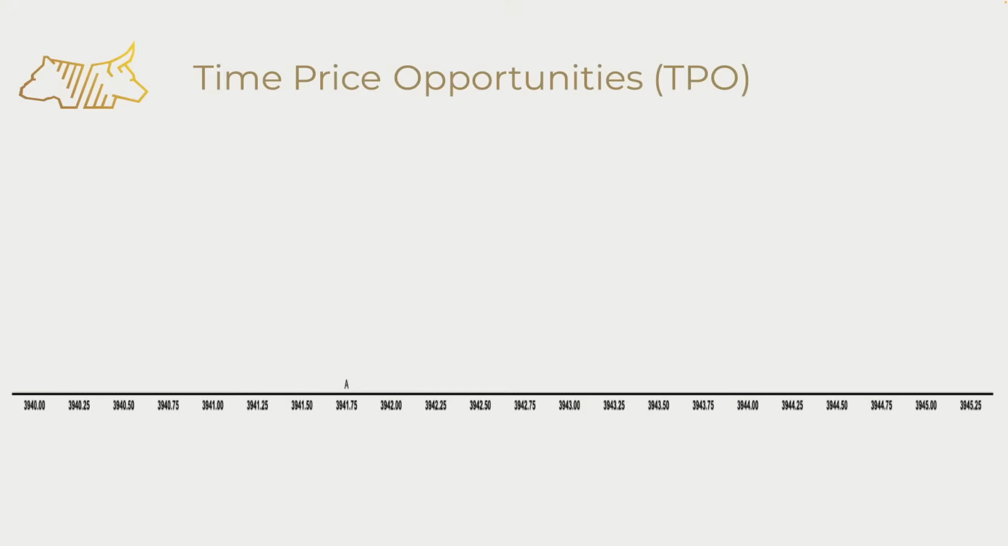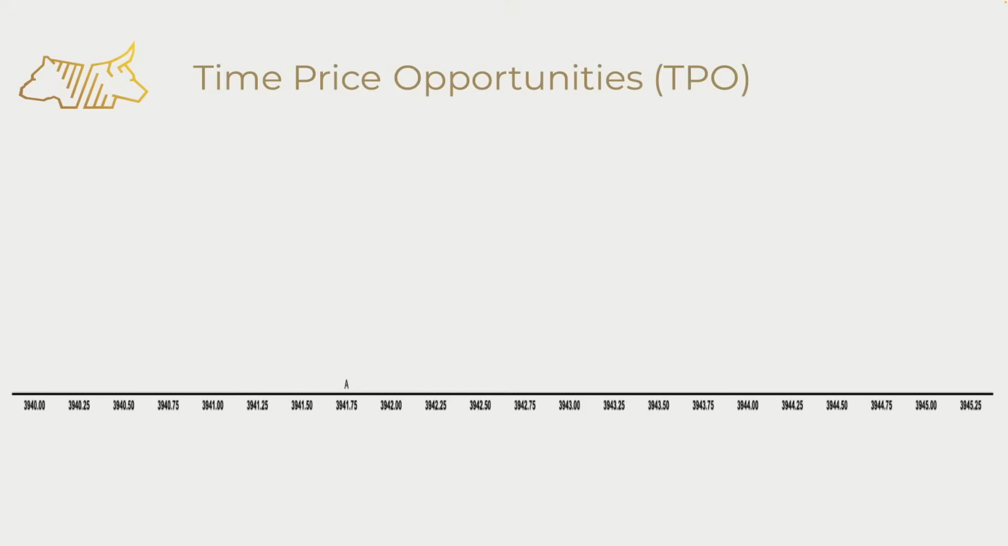So each of these letters is called a time price opportunity, or TPO. Each letter is going to represent a 30-minute period. So if a certain price is traded between 9:30 a.m. Eastern and 10 a.m. Eastern, we're going to record a letter A on that price. If it's traded between 10 a.m. Eastern and 10:30 a.m. Eastern, then we'll record a letter B there, and so on and so forth for the rest of the market session. Now, if the same price is traded in multiple 30-minute periods, then we will stack the different letters on top of each other. And this is going to form a histogram or a distribution of the prices traded throughout the day.